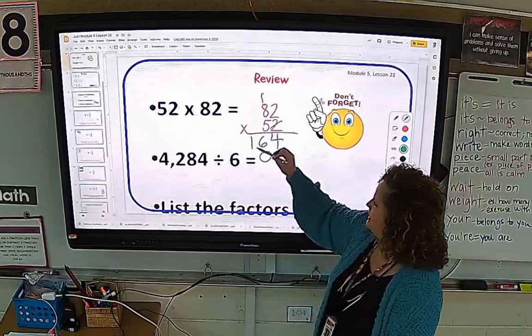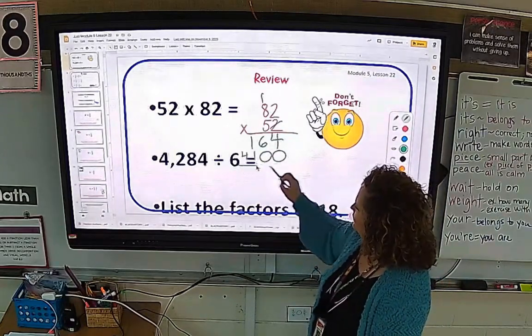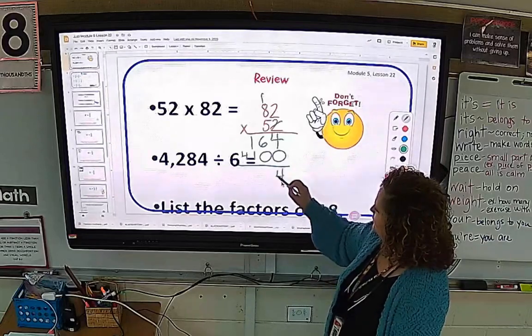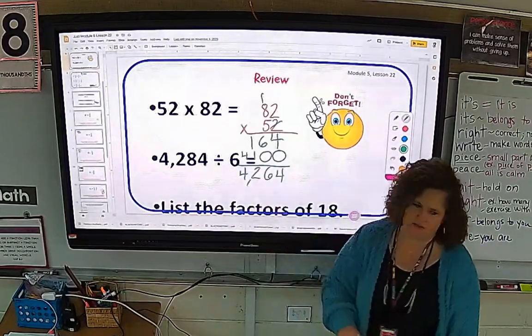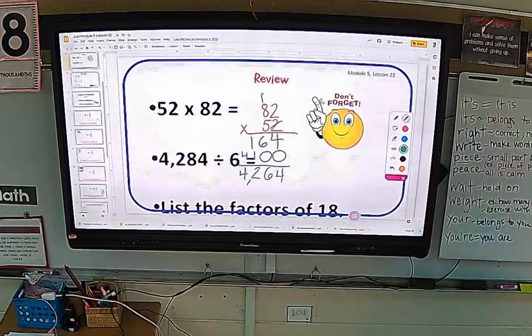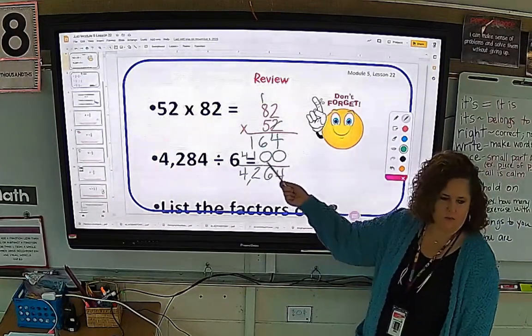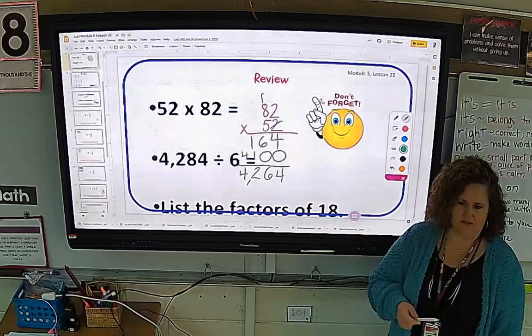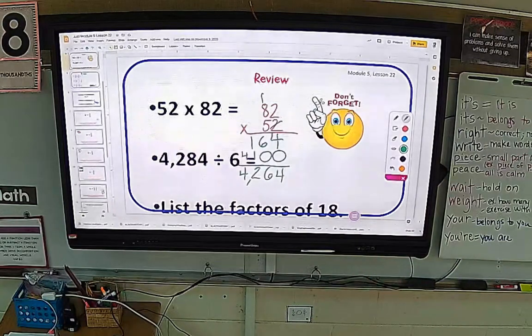5 times 8, 40 plus 1 more, 41. 100, and I know that's running into that, but we've got a 4 here, a 6, a 2, and a 4, so 4,264. Okay. And if you didn't, look back and see, did you get 164 here? Did you get 4,100 here? Because that tells you, where did I go wrong, perhaps. Okay. Sometimes it's when you add.